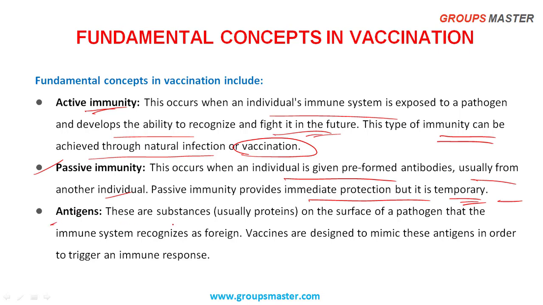Next one is antigens. These are the substances, usually proteins, on the surface of the pathogen that the immune system recognizes as foreign. Vaccines are designed to mimic these antigens in order to trigger an immune response.